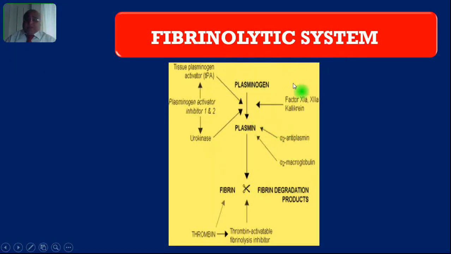Once the clot is formed, finally it has to be dissolved also. So the fibrinolytic system will be activated by the transformation of plasminogen into plasmin by tissue plasminogen activator, or TPA. This plasmin will act on the fibrin, and this will dissolve the clot, and there will be a formation of fibrin degradation products and D-dimer.